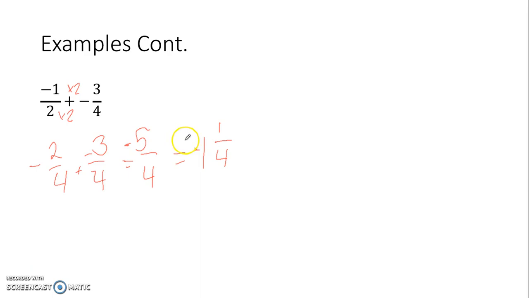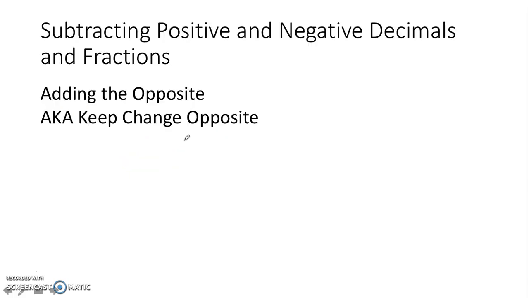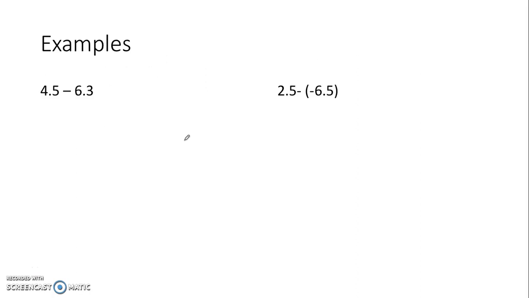Negative 1 1/4. Okay, so there we go with that one. So subtracting positive and negative decimals and fractions are exactly the same as what we were working on with integers. So you're adding the opposite, or keep, change, opposite. We've been working on this so much. So keep, change, opposite. So here's some decimal examples.